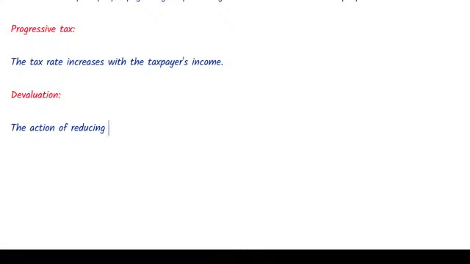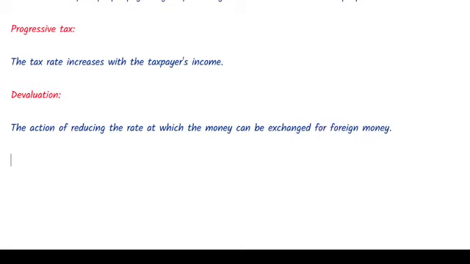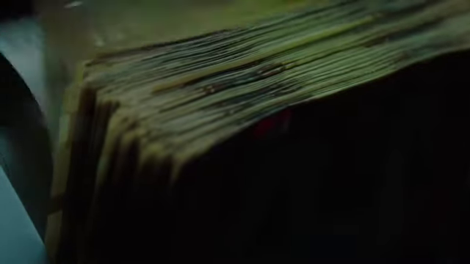Valuation is the action of reducing the rate at which the money can be exchanged for foreign money. Devaluation is the deliberate downward adjustment of a country's currency value, and the government issuing the currency decides to devalue a currency. Devaluing a currency reduces the cost of a country's exports and can help shrink trade deficits.